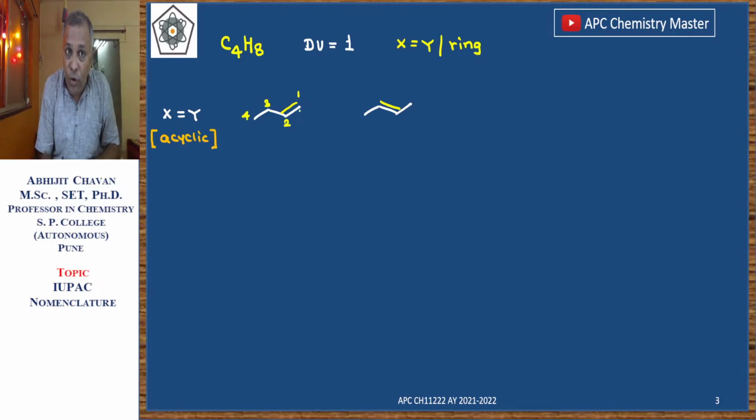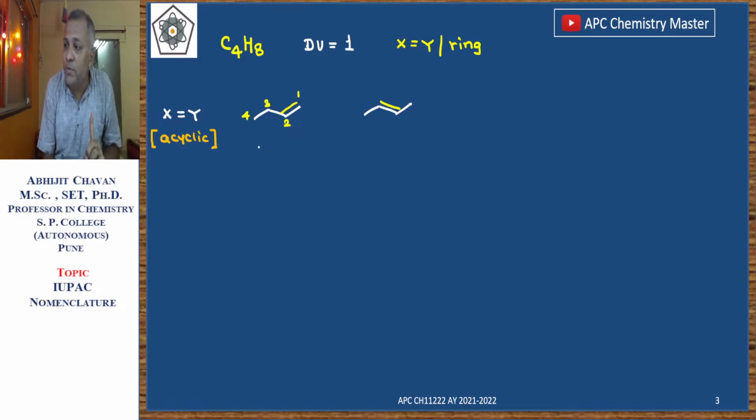What are these 1, 2, 3, 4? They are the numbering of the main chain. That's the word root. How many carbon atoms are there? There are 4. To this main chain, there is no substituent. What is a substituent? We will come to know in the next example. Till then, just consider this the word root, that is the main chain.